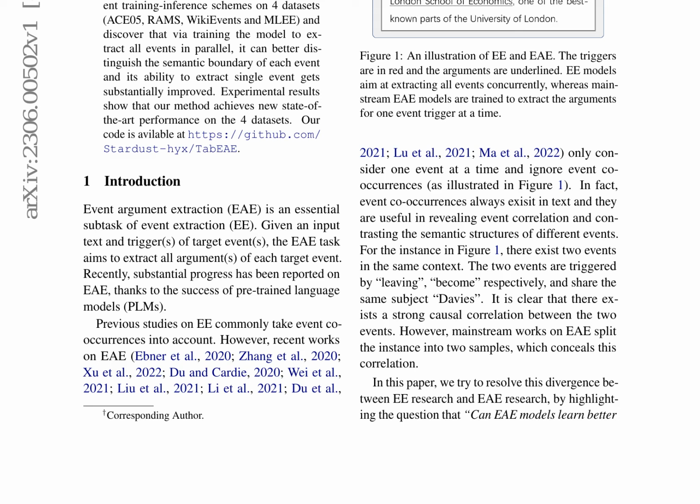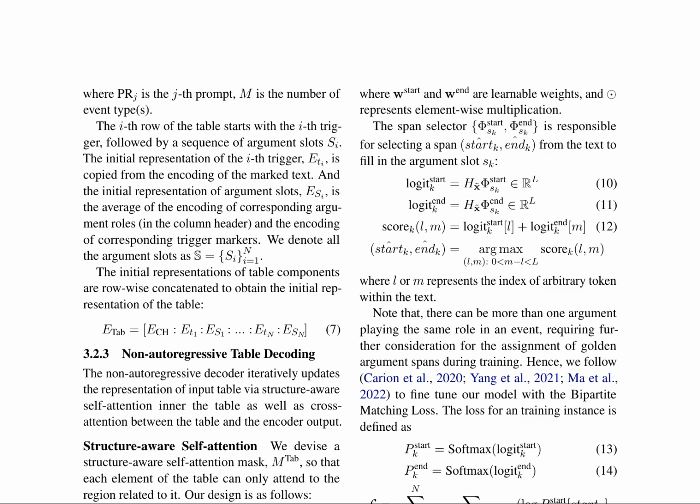The research highlights the importance of considering event co-occurrences in EAE, as it improves the model's ability to distinguish the semantic boundary of each event and enhance its performance in extracting single events. The study contributes to the field by bridging the gap between event extraction (EE) and EAE research, and outperforms state-of-the-art EAE methods on 4 benchmarks. It also introduces the concept of text-to-table, a relatively new problem in the area of controllable natural language generation, and utilizes a non-autoregressive table generation framework to solve it.